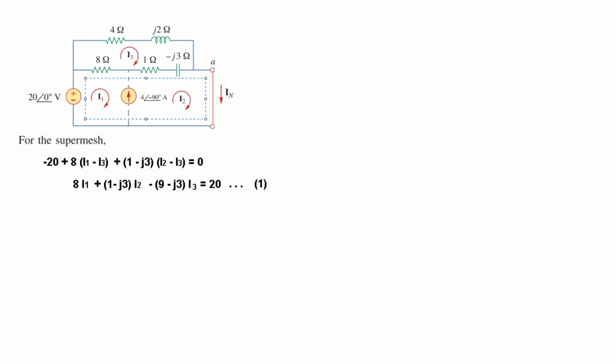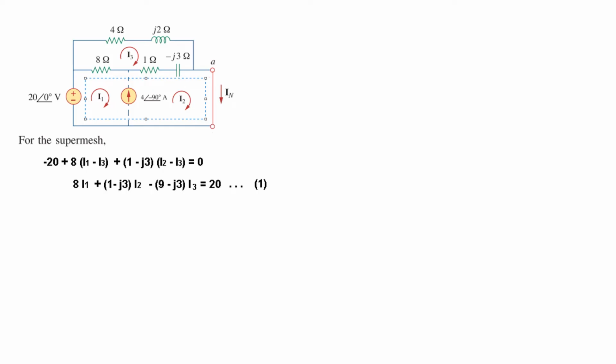So it is (1 minus j3) multiplied by (I2 minus I3). So I2 minus I3. And you can simplify this by collecting the like terms. So this is our equation number 1 for the supermesh.